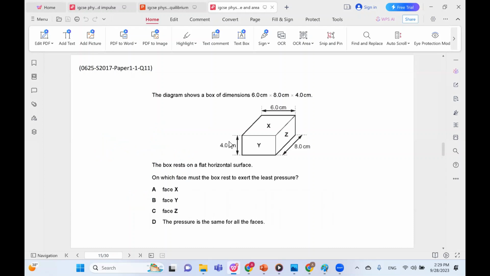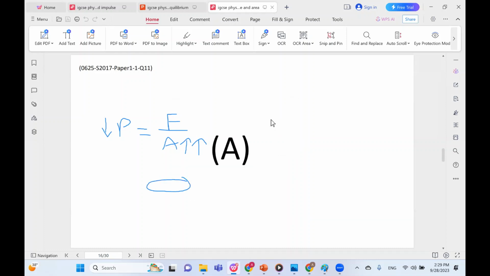This is a similar question. Again, the box rests on a horizontal surface, and I want the least pressure. So the least pressure means I want the greatest area. So of these 3 numbers, which one gives me the greatest area? It is the one that has 6 times 8. So 6 times 8 is face X. Hence, X is the correct choice, or choice A, again, is the correct choice.